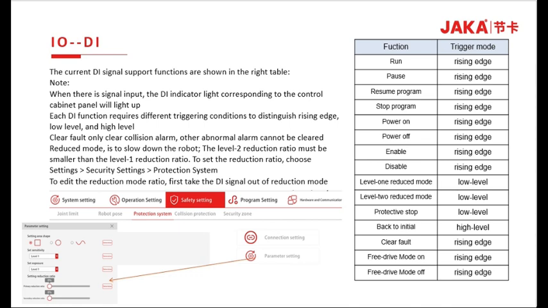Reduction mode is to slow down the robot. The reduction rate of the second is less than the first. Reduction multiplier setting methods: edit reduction mode multiplier in security settings and protection system parameter setting. To edit the reduction mode multiplier, make DI signal exit reduction mode first.